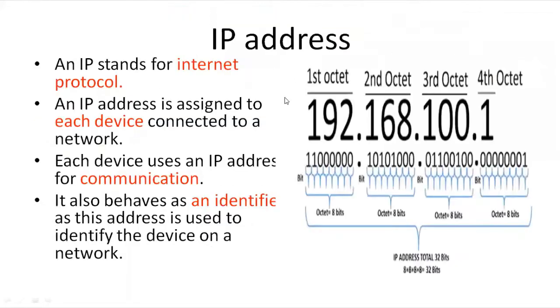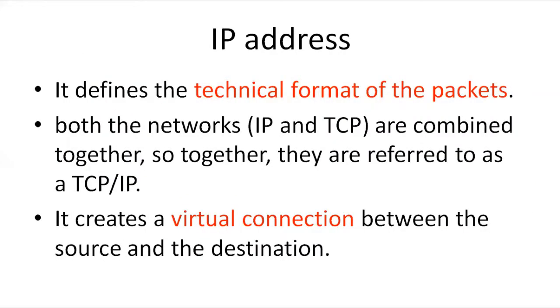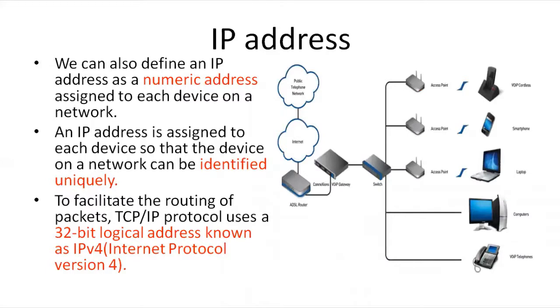Coming to the IP address, it is in the form of four octets. It is an Internet Protocol address. Each device uses an IP address. If you have any IoT device, it has an IP address. The IP address defines the technical format of the packets and creates a virtual connection between a source and destination. It is a numerical address, assigned to each device so that devices on the network can be identified uniquely. That means for each and every device you give an IP address.